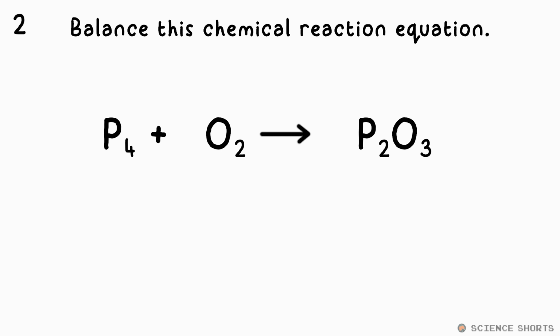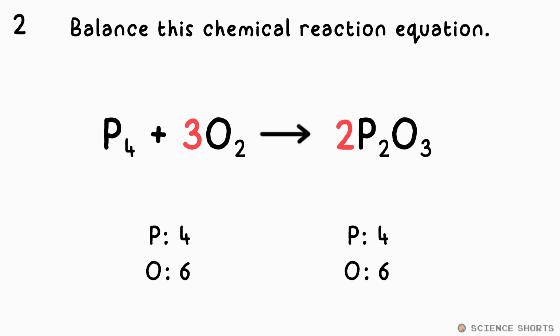Balance this chemical equation. Might be worth pausing for this one. Remember, we can't change the little numbers. So balancing the phosphorus, we put a 2 on the right to give us 4 phosphoruses on both sides, but that gives us 6 oxygens on the right now, so we put a 3 in front of the O2 on the left to balance them.